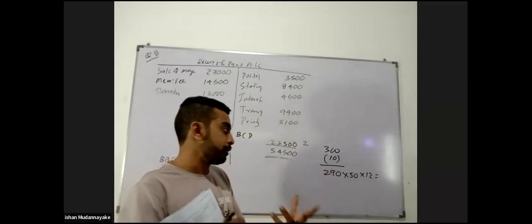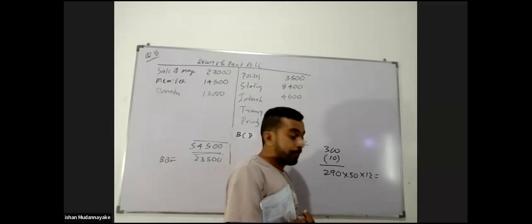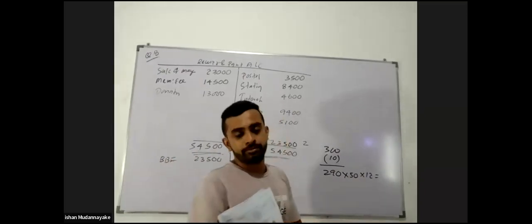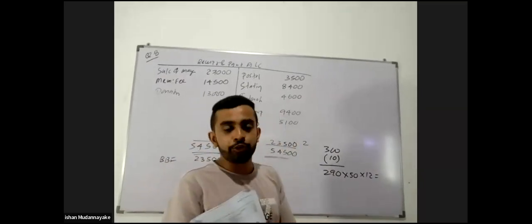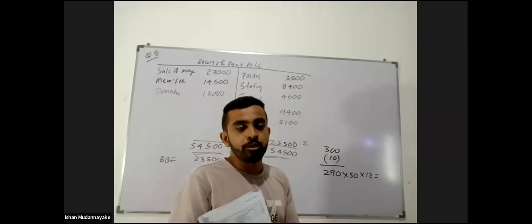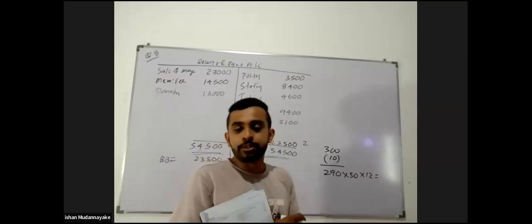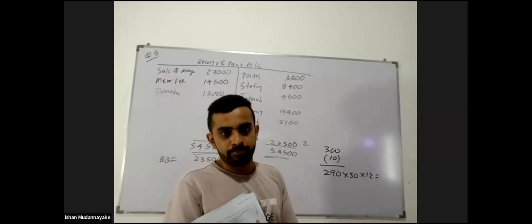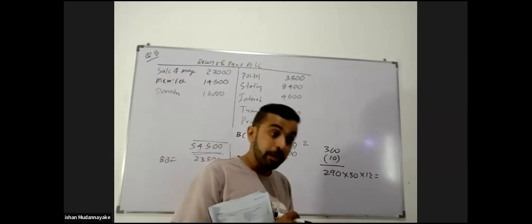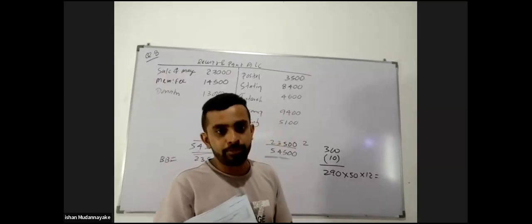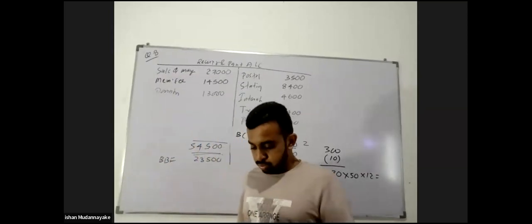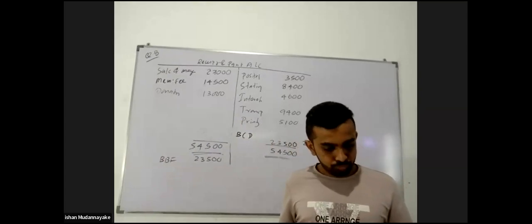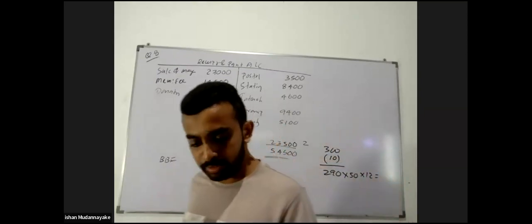If the examiner asks you to prepare a receipt and payment account for the year, and they have given a monthly subscription fee, then you need to multiply it by 12. If the examiner provided you the annual subscription fee, then no need to multiply it by 12. But if it is monthly, then you need to multiply it by 12. Okay, question 8 is done.